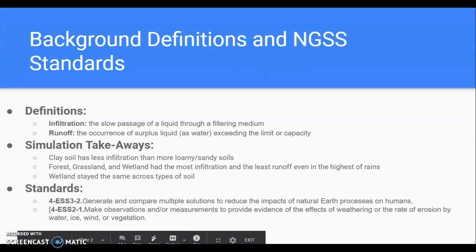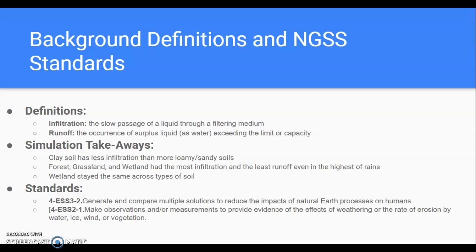So, I did some background and defined infiltration and runoff to increase my understanding. You can read those definitions there. And I just recorded some of my takeaways from the simulation that I interacted with.